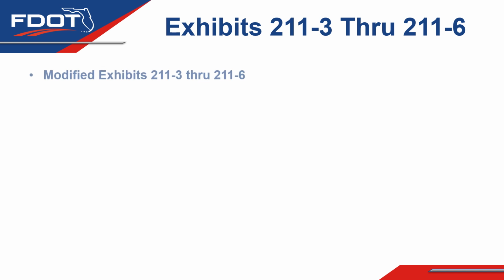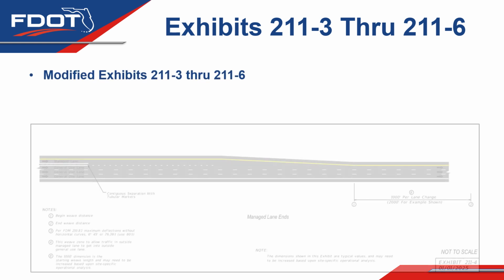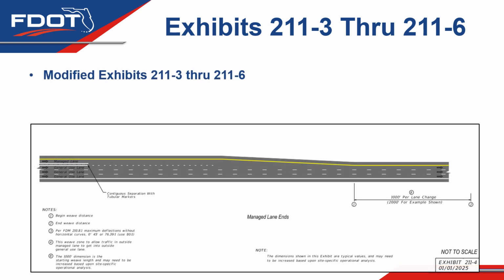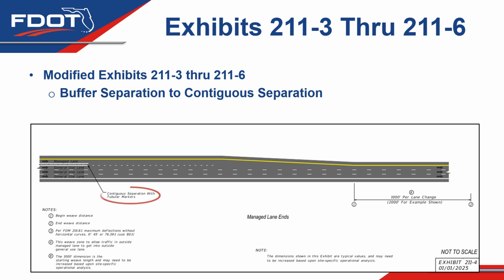And exhibits 211-3 through 211-6 were modified along with the changes to the managed lane separation section. Buffer separation was replaced with contiguous separation. We also replaced express lane markers with tubular markers to be consistent with the specifications and other FDM sections.